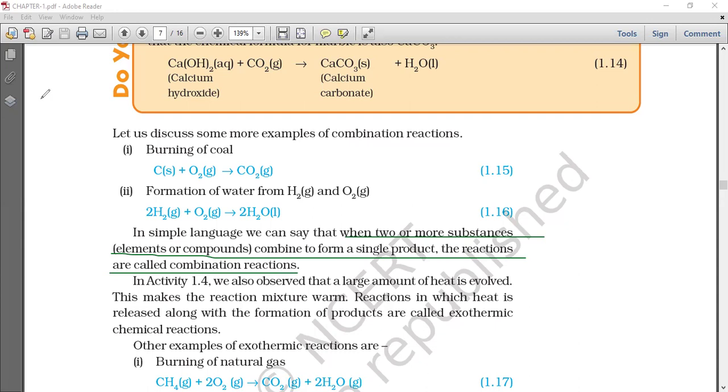And also we have seen in activity 1.4 that a large amount of heat is evolved and the mixture has become warm when we have added water to calcium oxide. So the mixture becomes warm. Any chemical reaction in which heat is produced or liberated in the formation of products is known as an exothermic chemical reaction. Exothermic means giving heat outside.